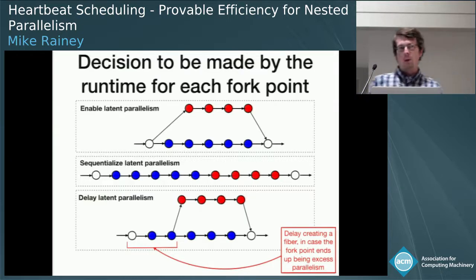So every time the program enters a fork point, the runtime has to make a decision between one of these three alternatives. It could either immediately create the fiber, or it could sequentialize the computation, basically ignoring the spawn sync keywords. Or it could keep around some data so that later on it can try to create the fiber from the bookkeeping data. And that's where our approach kind of falls.